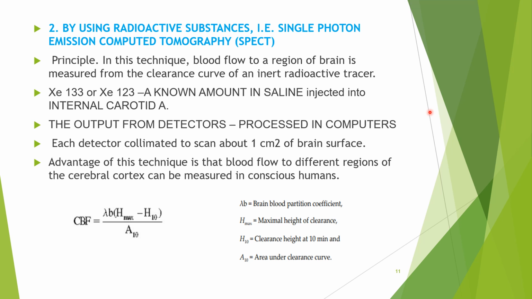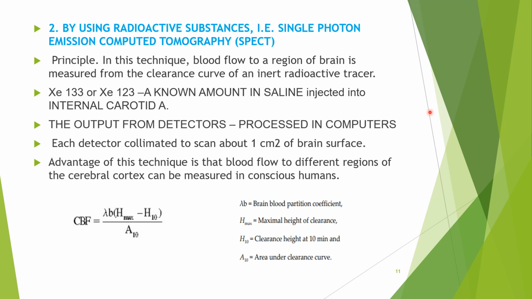We are taking this gas and dissolving it in a saline solution. Then we are injecting it into the internal carotid artery rapidly, within 1 to 2 seconds. Then the arrival and clearance of the tracers is detected for 10 minutes by multiple collimated scintillation detectors built into a helmet that fits over the cranium.